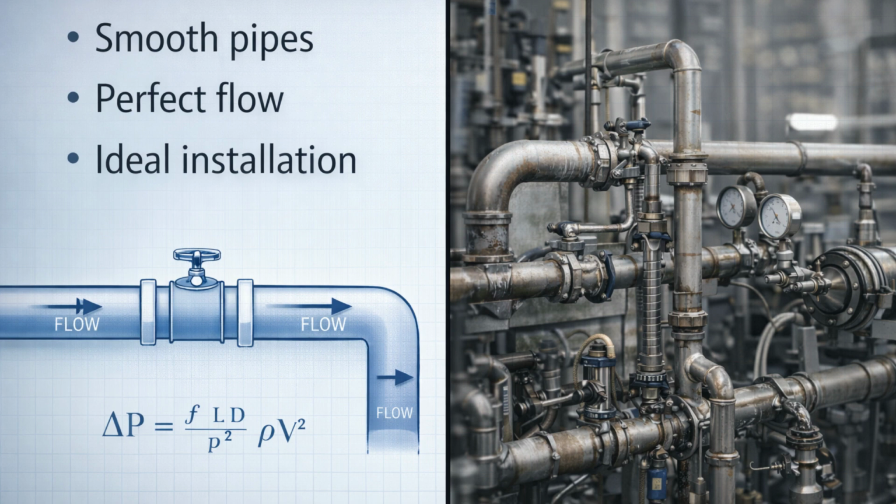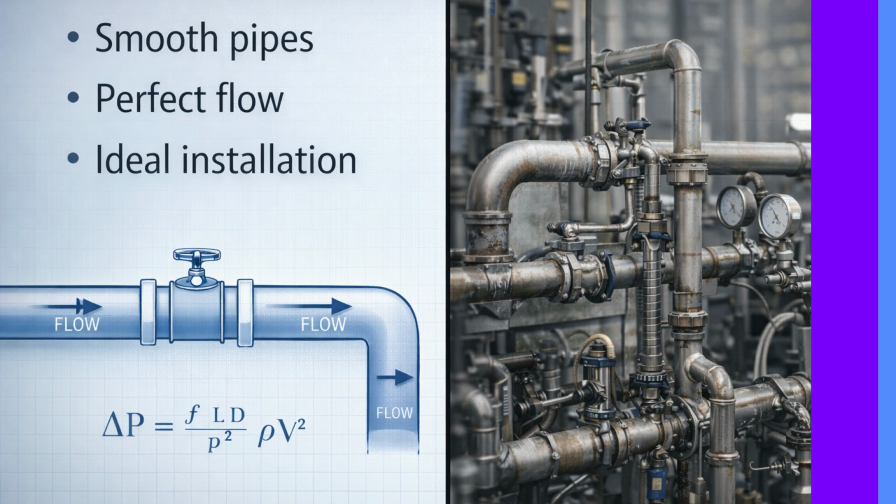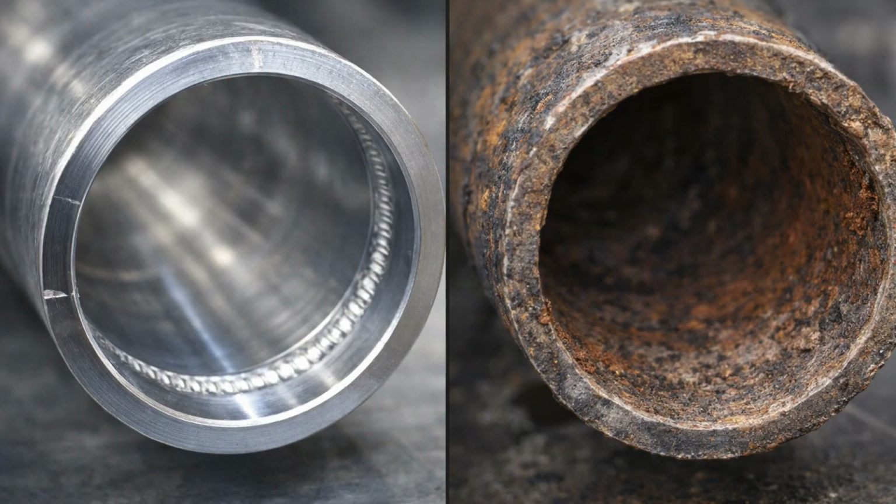Take pipe roughness, for example. In calculations, roughness is a number we assume, often from tables or standards. But in reality, roughness depends on manufacturing tolerances, weld seams, surface finish, aging, corrosion, and fouling. Your pipe roughness is guessed, not measured. And small changes in roughness can create large changes in pressure drop.